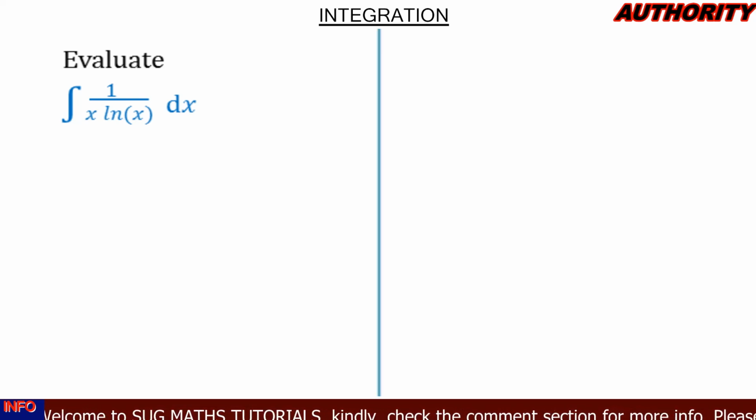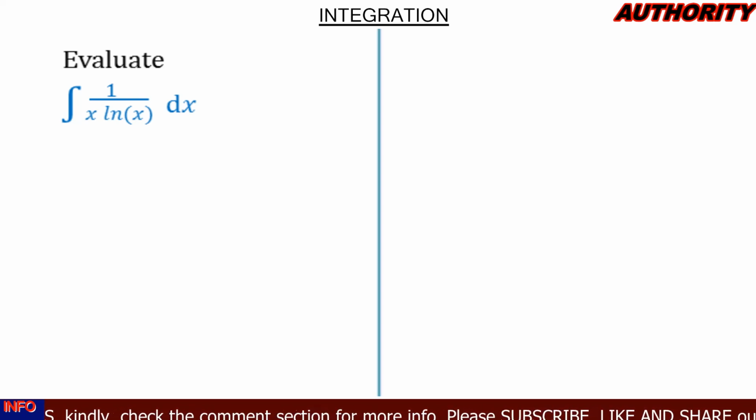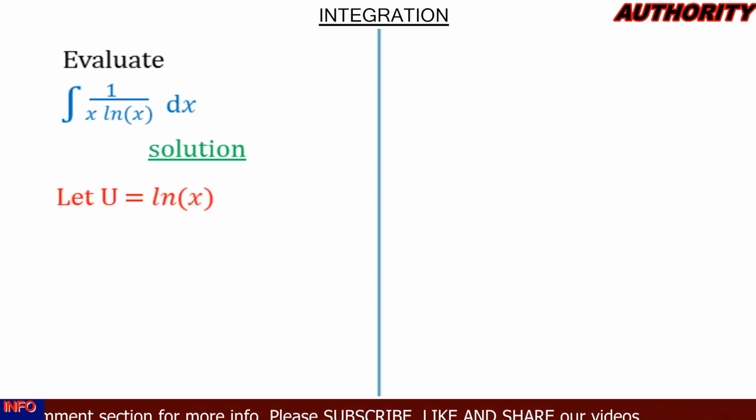Here, in some cases, we may decide to call everything in our denominator a letter, but not in this case. We are only going to say let u equal to ln x. We are going to call only ln x a letter. Okay, so here we'll say let u equal to ln x.